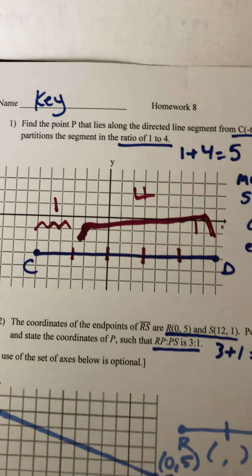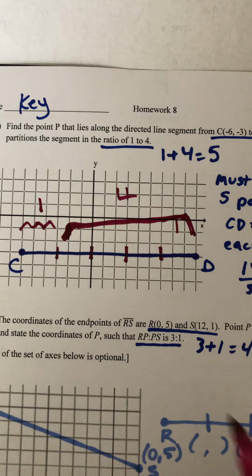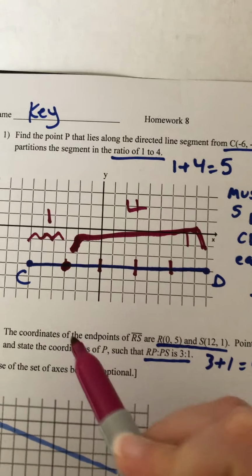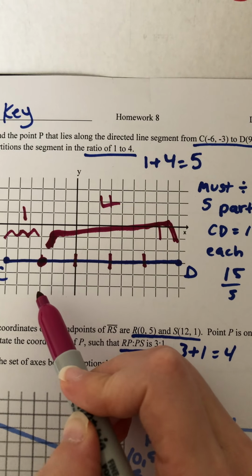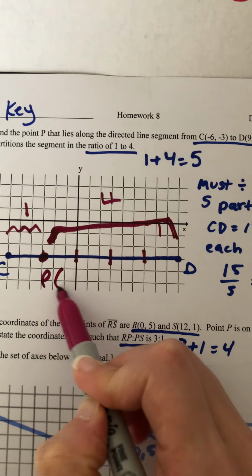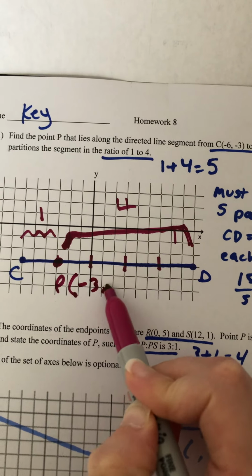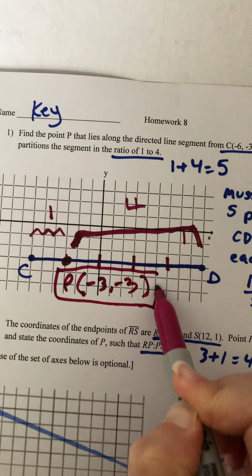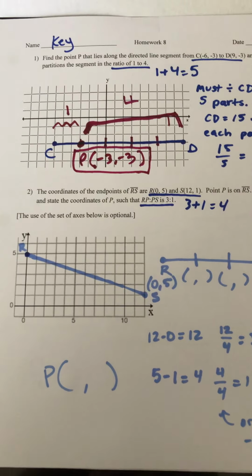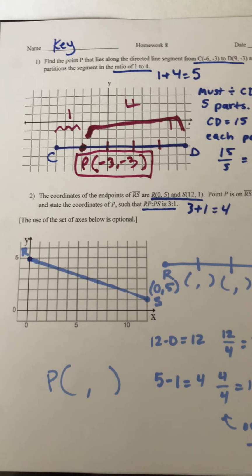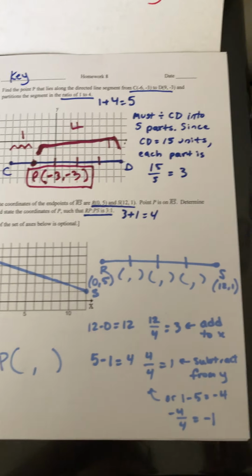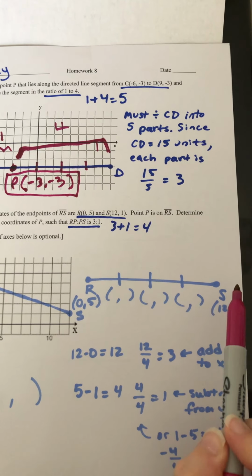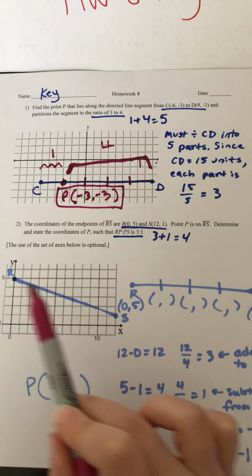Now, what point divides the line segment into 1 to 4? It's right over here. The coordinates of that point, they want it to be called P, that's -3, -3. Here's 0, 0, -3, -3. That's your answer. On the next question, we can't count boxes either horizontally or vertically, so we're going to use the technique of drawing a line segment that mimics RS.